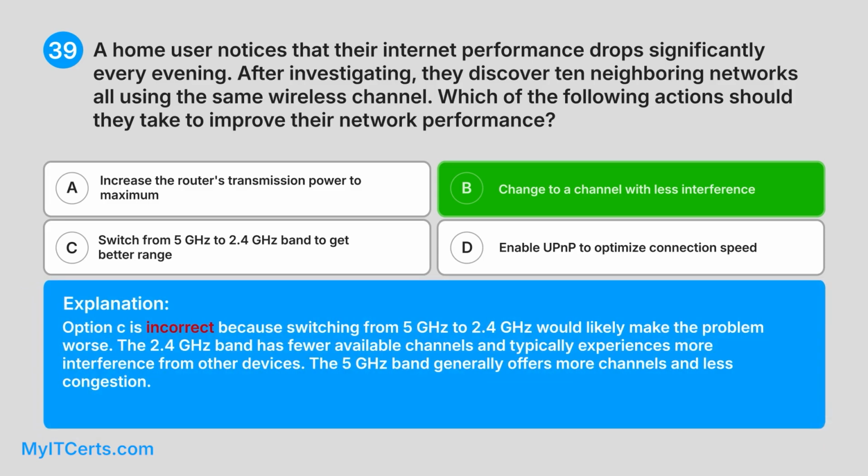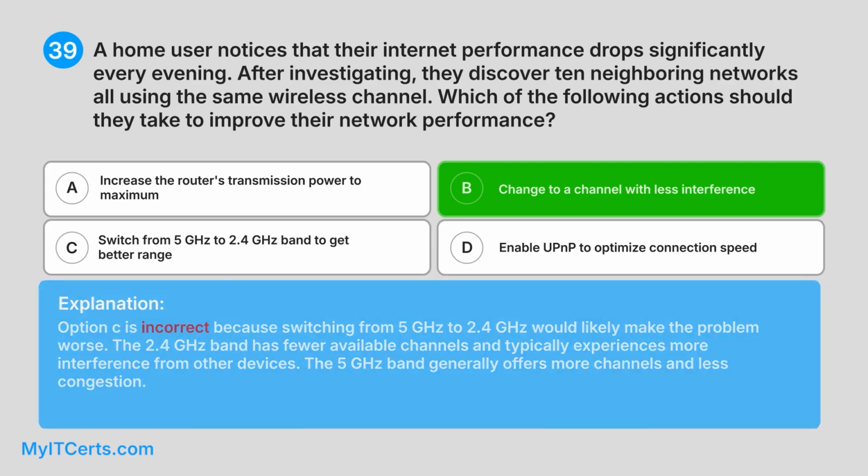Option C, switch from 5 GHz to 2.4 GHz band to get better range, is incorrect because switching from 5 GHz to 2.4 GHz would likely make the problem worse. The 2.4 GHz band has fewer available channels and typically experiences more interference from other devices. The 5 GHz band generally offers more channels and less congestion.